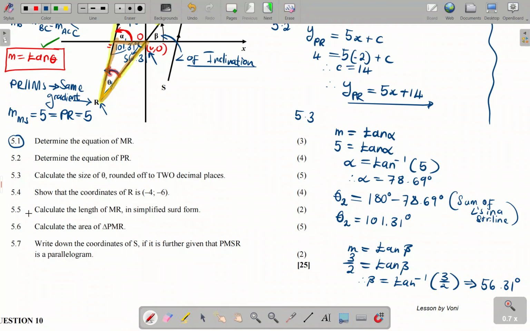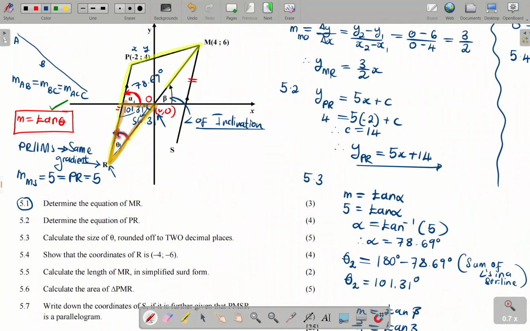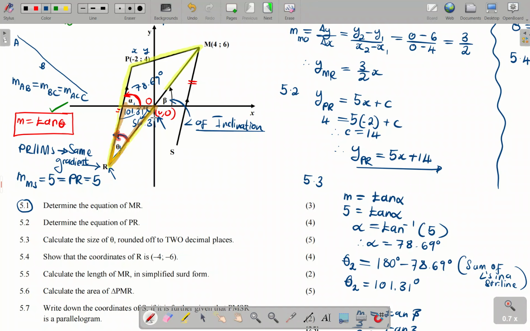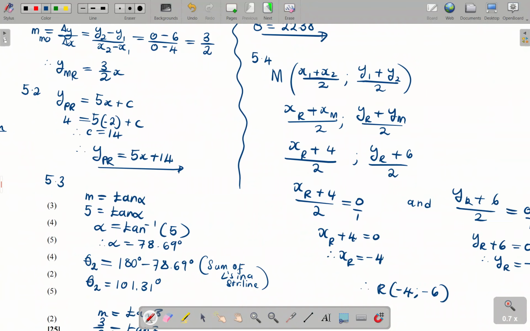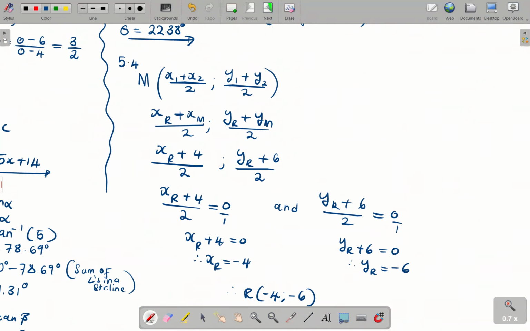So now, let's see, we have 5.5. They say that we have to calculate the length of MR. Where's MR? So this is MR. You have to find the length of MR. We know the coordinate of R, which is (-4, -6). So we have to calculate the length of MR in simplified surd form. So we're just going to use the distance formula. So that's 5.5 then. I'm just going to write it here.